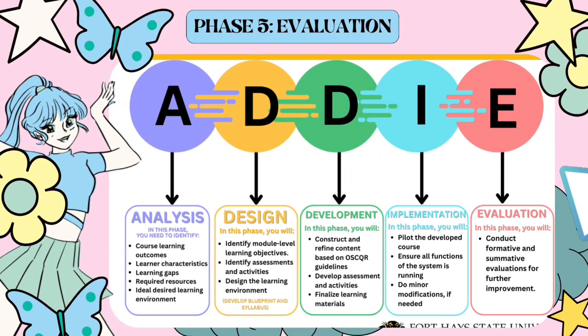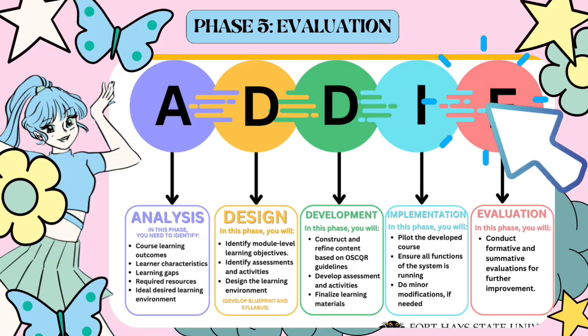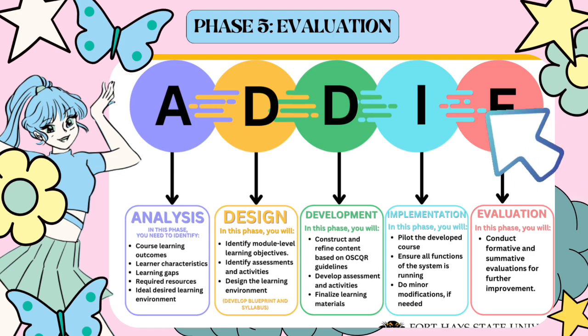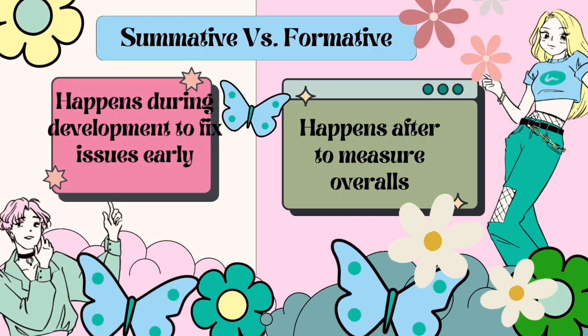The evaluation phase assesses the effectiveness of a course or instructional design. It includes formative evaluation, which gathers ongoing feedback to improve learning, and summative evaluation, which measures overall success at the end of the course. In the evaluation phase, we need to evaluate formative and summative.